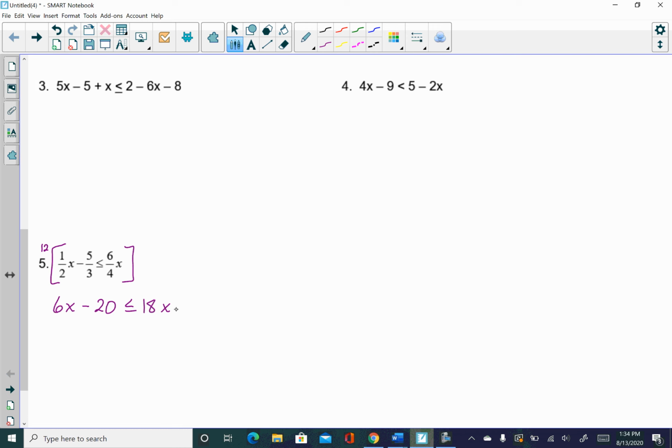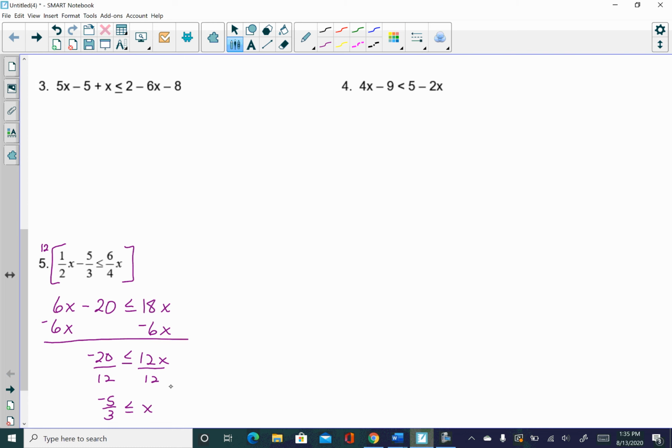Okay. At this point, 18x is sitting over here all by itself, so let's take the other letter over to join it. 6x is over here and it's positive, so to take it to the other side, do the opposite. Subtract 6x. Negative 20 is less than or equal to 12x. Divide by 12. Negative 20 over 12 can be reduced. Divide them both by 4. So that would be a negative 5/3.